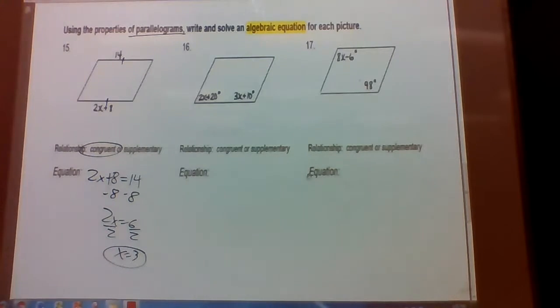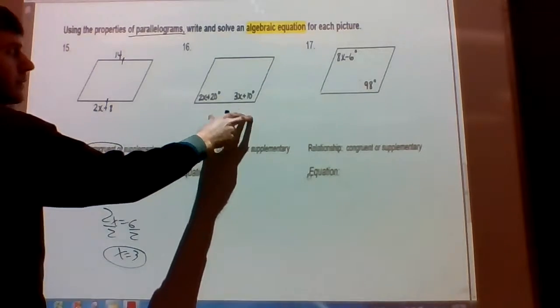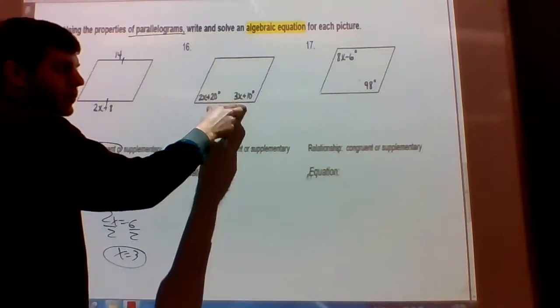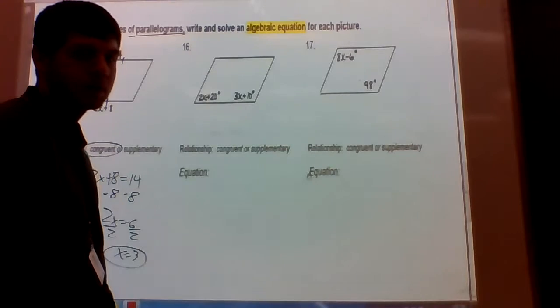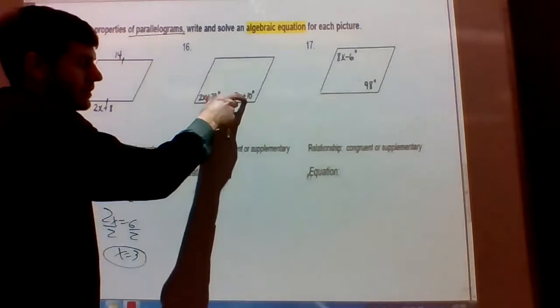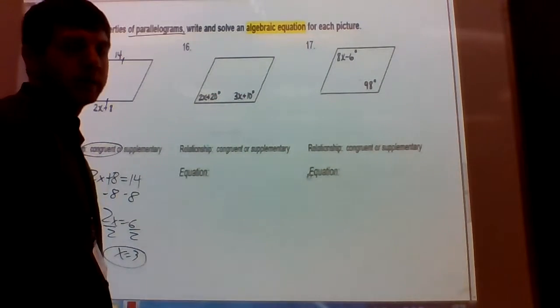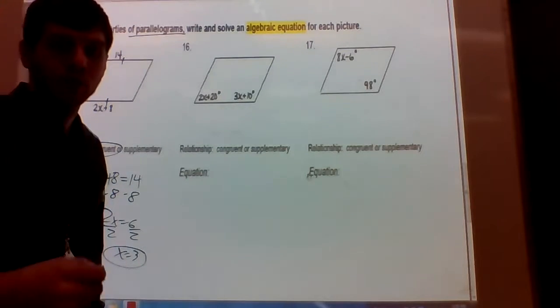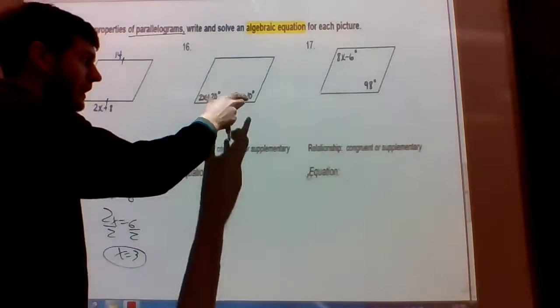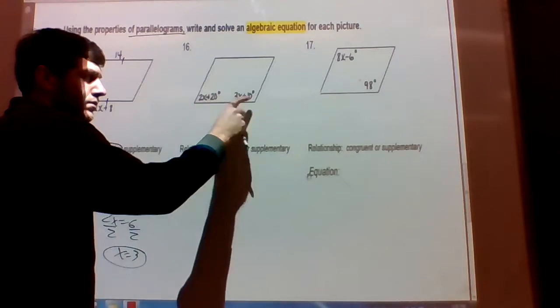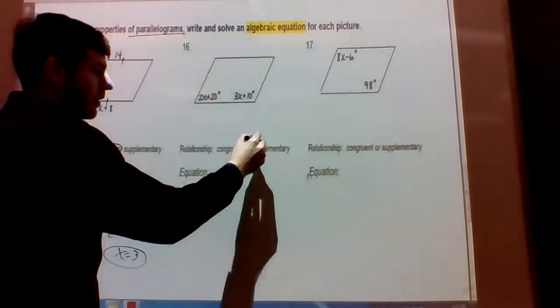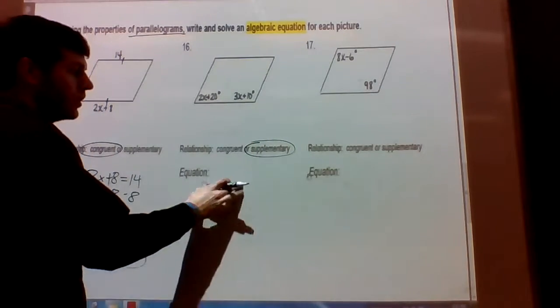Number 16. We have two angles that are right next to each other. Again, we have a parallelogram because it's told us we have a parallelogram. Okay, we have angles right next to each other. So if they're right next to each other, they're consecutive angles. And again, they're same side interior angles. That's how we can determine that they're supplementary, right? But if you have same side interior angles, you know you're going to have consecutive angles. So consecutive angles meaning they're right next to each other. Right next to each other, they are supplementary. Their measures add up to 180.